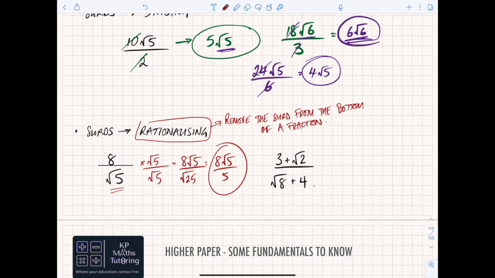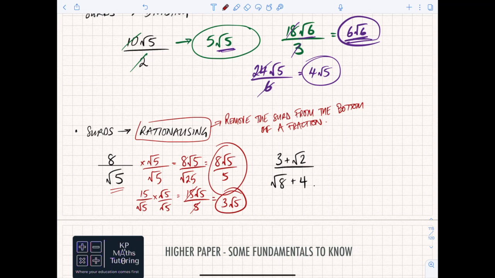Okay, so if the question was something like 15 over root 5, then you'd still multiply it by root 5 over root 5. I'd end up with 15 root 5 over root 25, which would then give me 5. And then, as we just spoke about, 15 divided by 5 would be 3. So 3 root 5 would be your final answer there, okay?